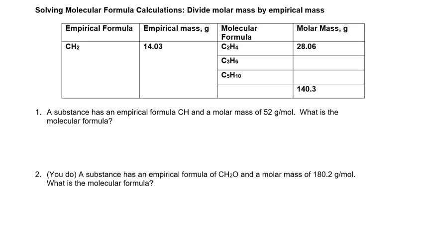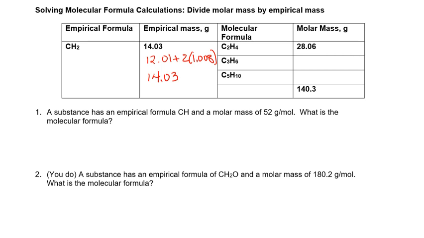So when we solve for molecular formulas, if we're given the molar mass, we divide by what I'm going to call the empirical mass. So I have a table here that we're going to fill out just to give you an idea of how things are organized. Our empirical formula is CH2. We can figure out what the empirical mass would be by taking the individual masses. So that would be 12.01 plus 2 times 1.008 for the mass of hydrogen. And we get a mass of 14.03 if we round to the 100th place.